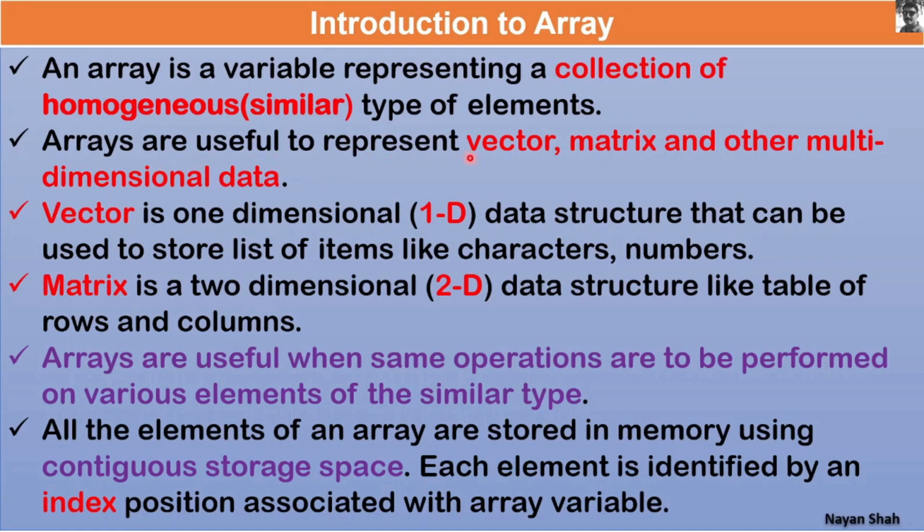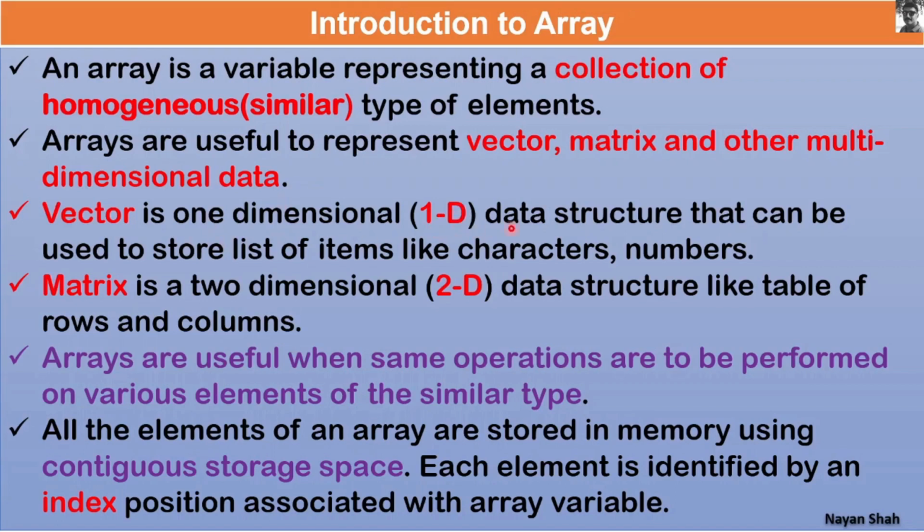Arrays are useful to represent vector, matrix and other multidimensional data. So if you want to represent some multidimensional data, where the data is spread over a number of rows and columns, array is very useful. Vector is one-dimensional and matrix is two-dimensional data. It is also possible to have three-dimensional, four-dimensional array in Java, but very rarely used. Mostly people use one-dimensional array or two-dimensional array.